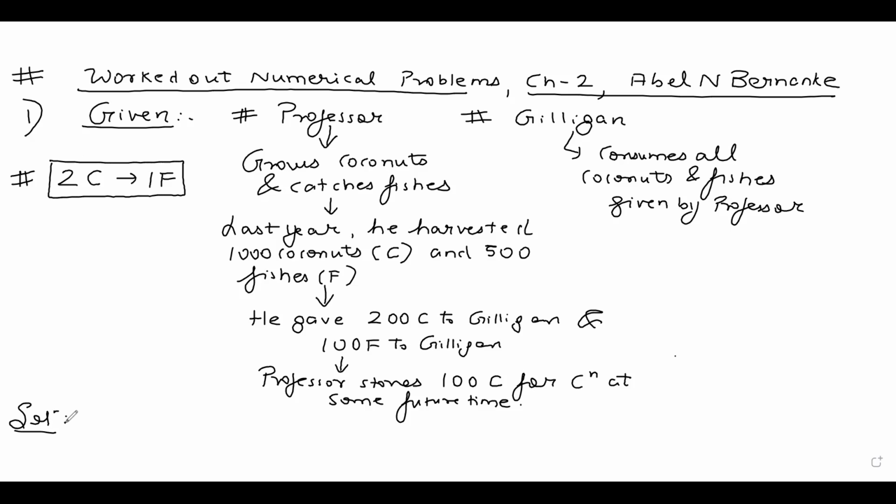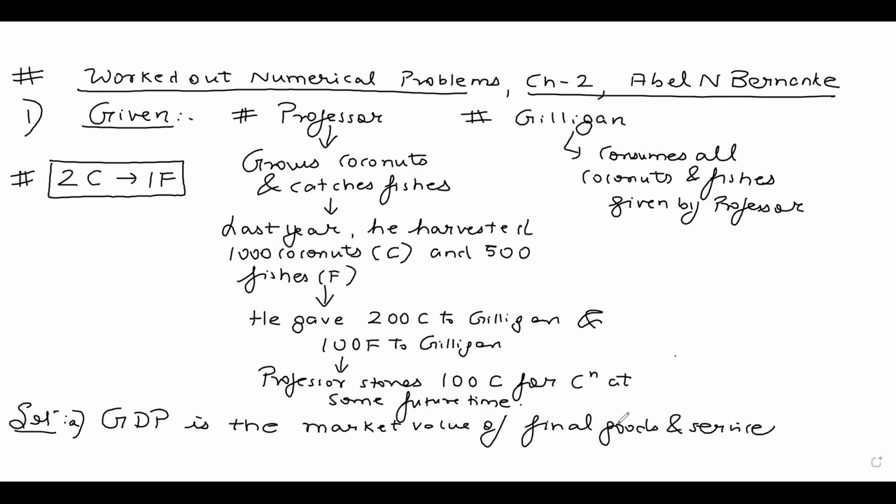The question is asking us that in terms of fish, what is the GDP of Gilligan's Island? So I'm solving part A. First of all, we know what is GDP. GDP is the market value of the final goods and services provided during the year.